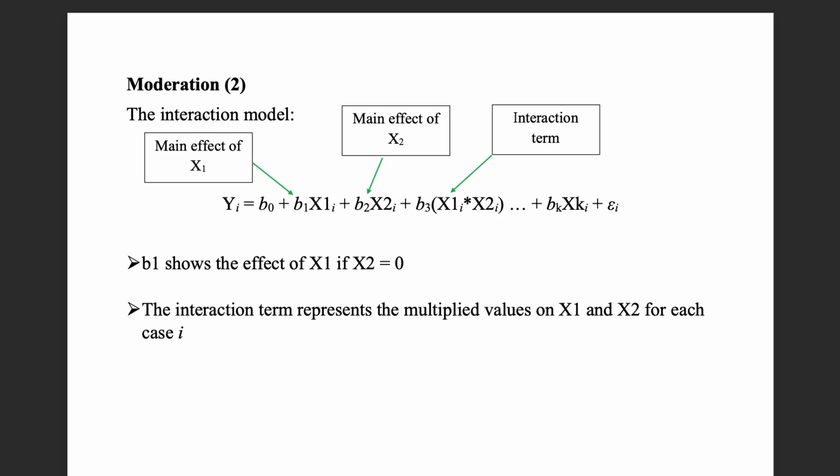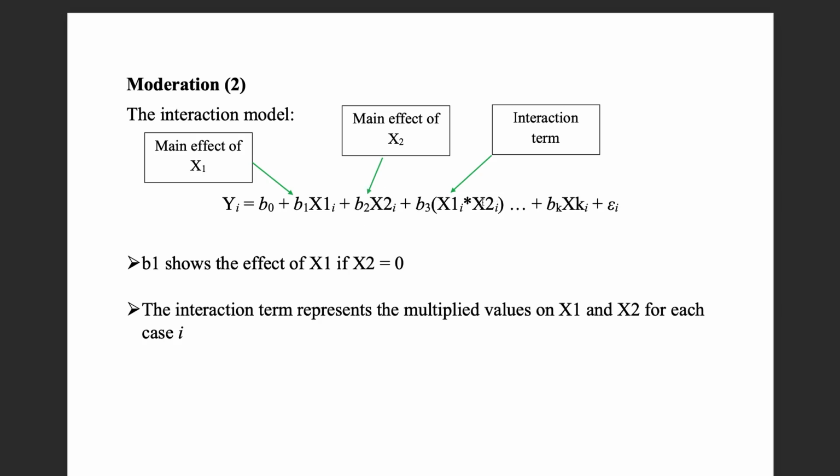Yeah, so what does the b1 coefficient tell us in this model? Well, if you think about this abstractly, it shows us the effect of x1 if x2 is 0. Why is that? Well, think about what would happen if x2 takes the value 0. So if our moderator variable takes the value 0, well, then this term would be b2 multiplied by 0. Multiply something by 0 and you get 0. So you can forget about this. You can drop this from the equation.